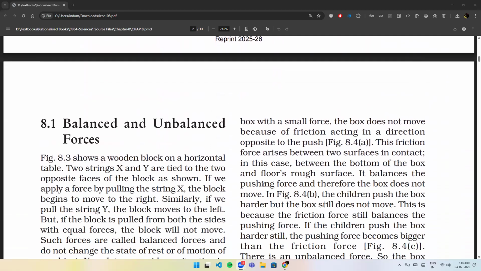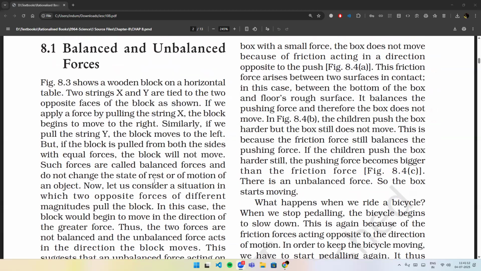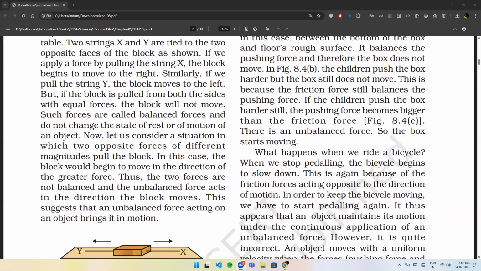Balanced and unbalanced forces. Figure 8.3 shows a wooden block on a horizontal table. Two strings X and Y are tied to the two opposite faces of the block as shown. If we apply force by pulling the string X, the block begins to move to the right. Similarly, if we pull the string Y, the block moves to the left. But if the block is pulled from both the sides with equal forces, the block will not move.